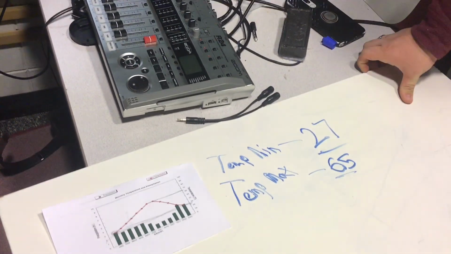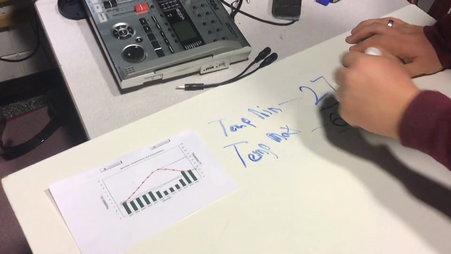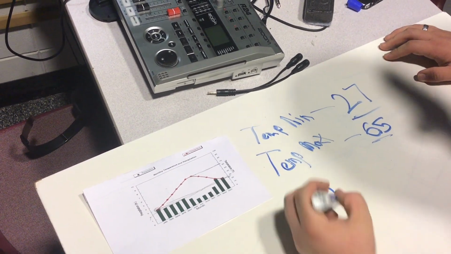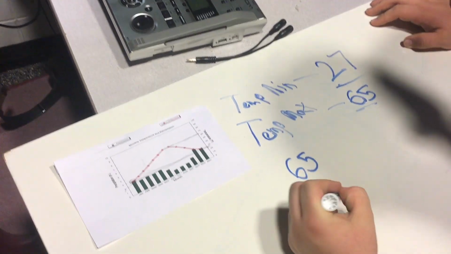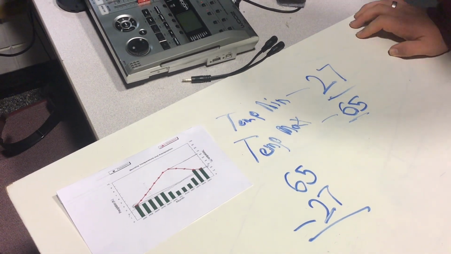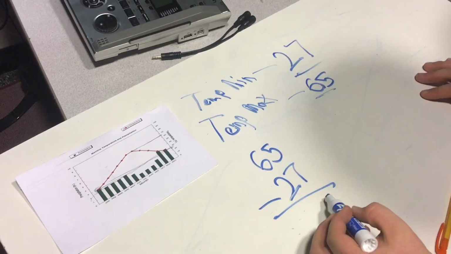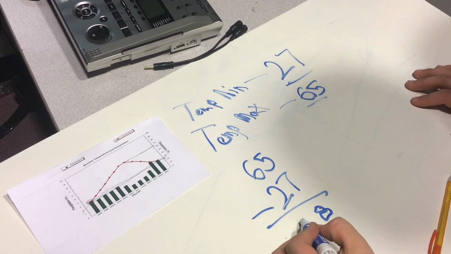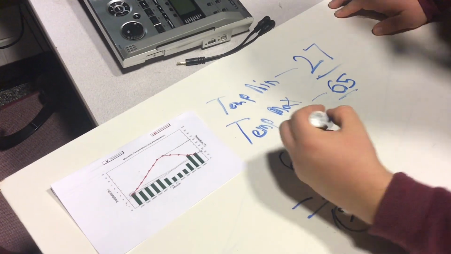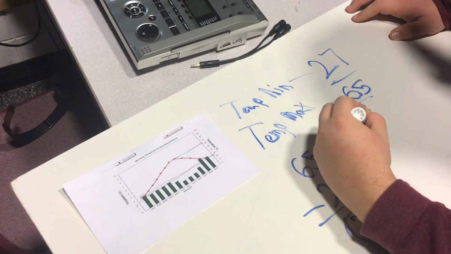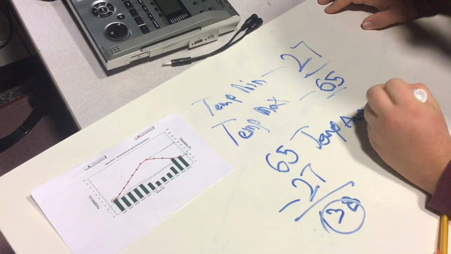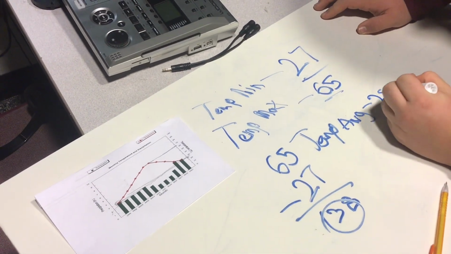What else do you need? The temperature range. The range between these two numbers, which is going to be 65 minus 27. Do you know what that is right off the top of your head? Of course not. Okay, well, let's figure it out. It's 38. Okay, right there. Temp average is going to be 38.